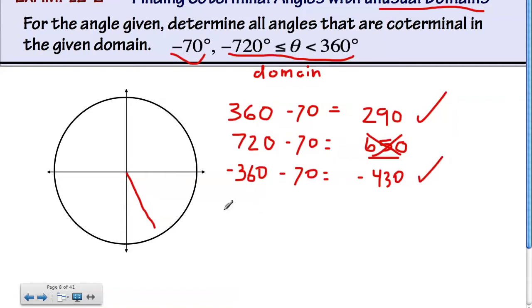Now let's try 2 revolutions, okay, which is going to be negative 720, take away 70, and what I get is negative 790. And if you look up at your domain, no good. Okay? So my answers are just these 2.